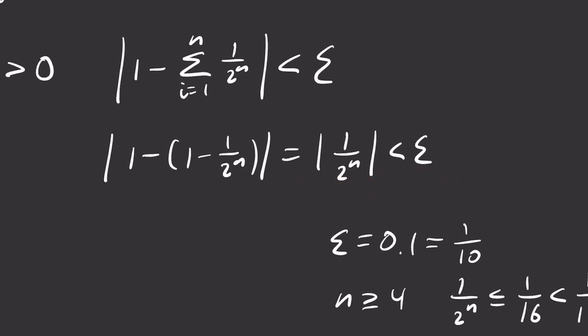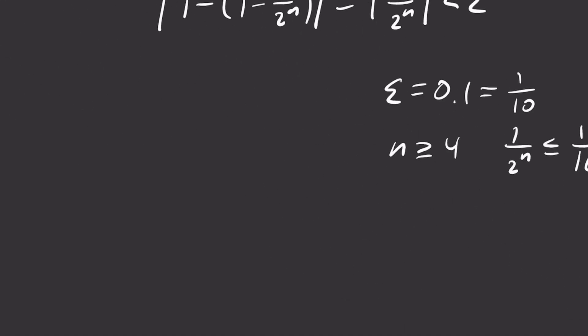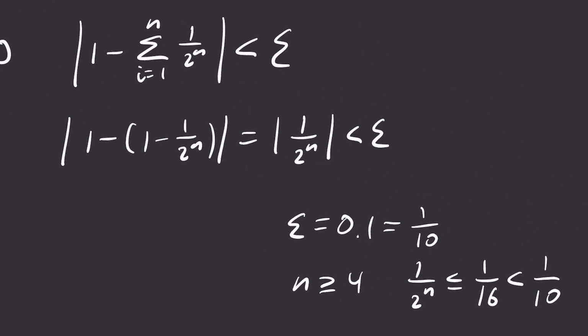So if I pick an n, there's kind of a threshold thing going on, right? If I pick an n that's larger than some n, I can always make this whole thing smaller than epsilon. That's basically the point.